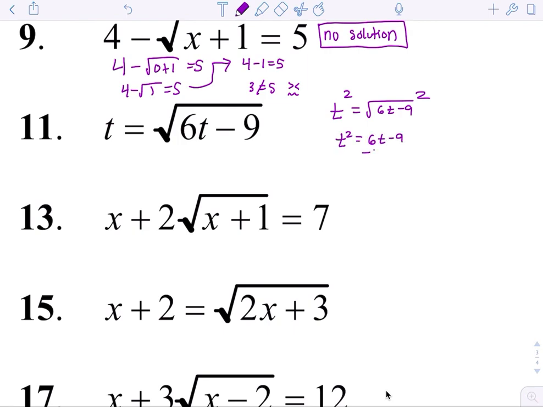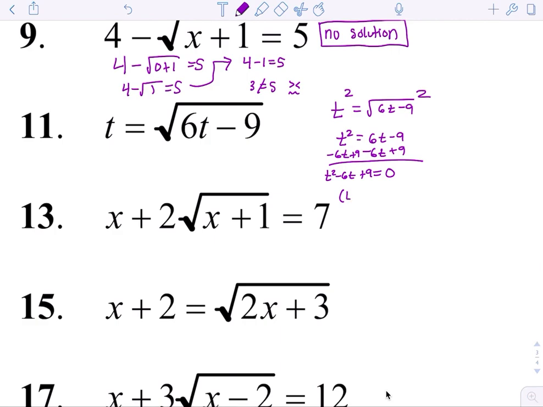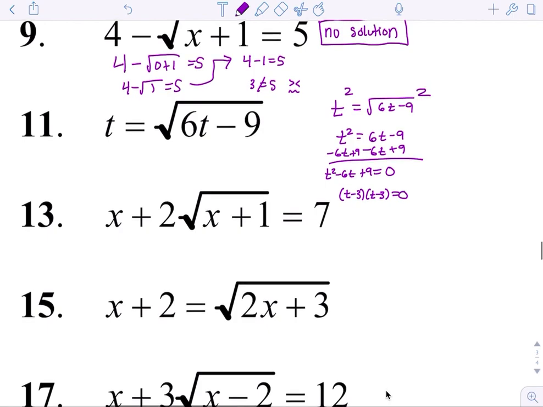Now let's just move everything to the left-hand side. So that's just 0 equals t squared minus 6t plus 9. And then we factor that out, you guys. So we're going to get t minus 3 times t minus 3 is equal to 0. And then we know that t is going to equal 3.